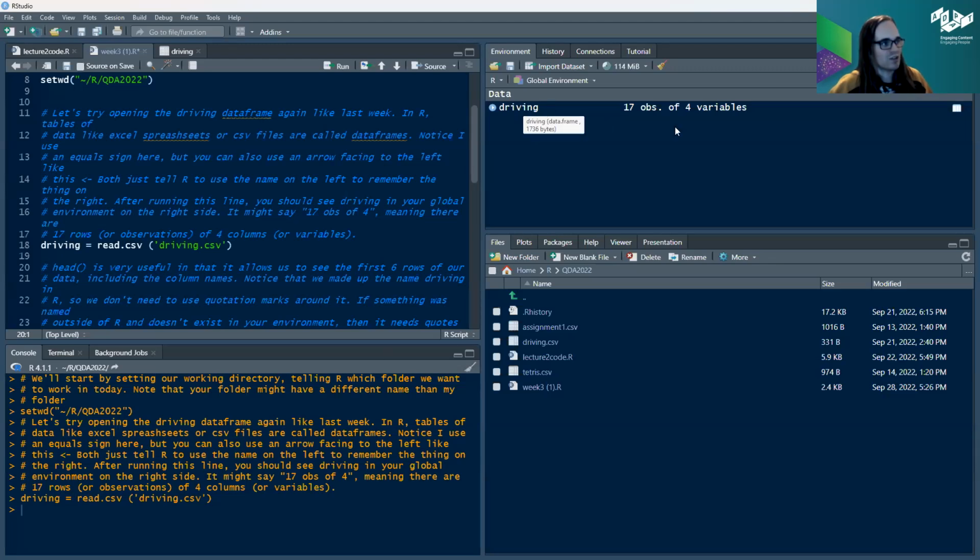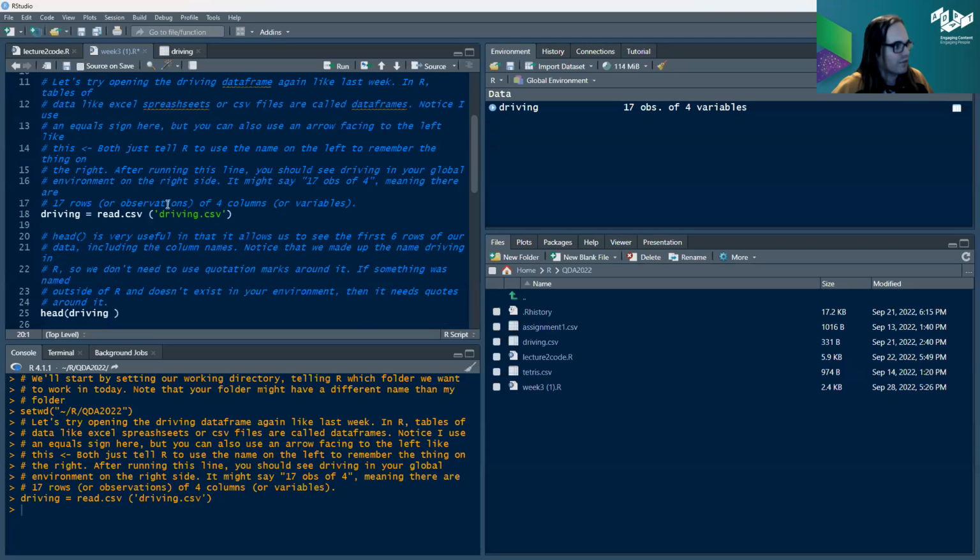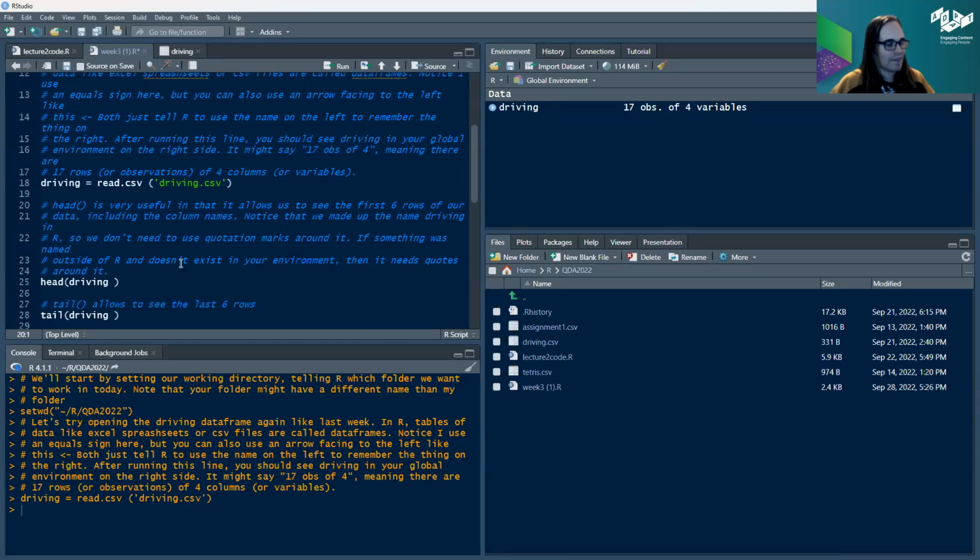And you might have noticed in your global environment, hopefully when you ran that, driving popped in there. You have 17 observations, so 17 participants, of 4 variables. So 4 columns of data, 17 rows of data. And just like last week, that worked for you if you got your driving into your global environment. Then we can start looking at that data.